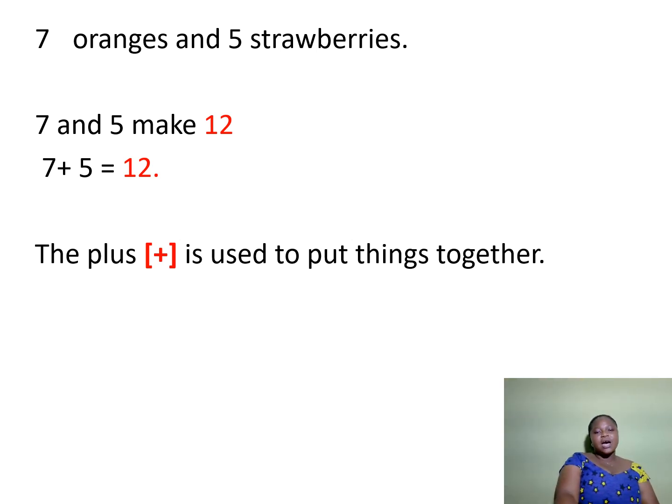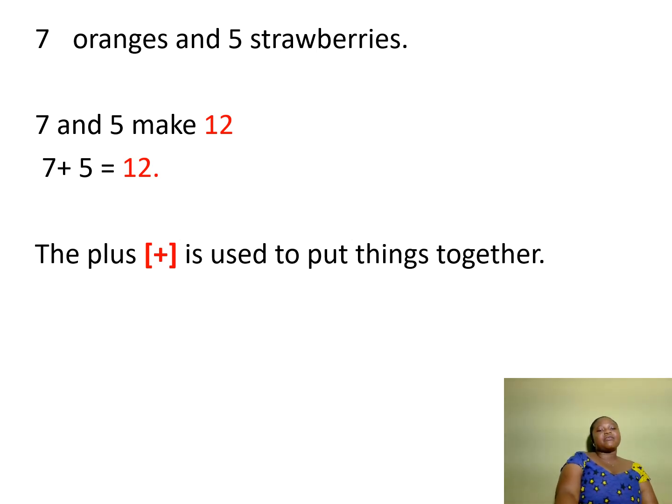Okay. So this is how we got it. 7 and 5 make what? 12. As we said. So we are correct. Clap for yourself. You did very well. So 7 oranges and 5 strawberries, okay? That was what we added.